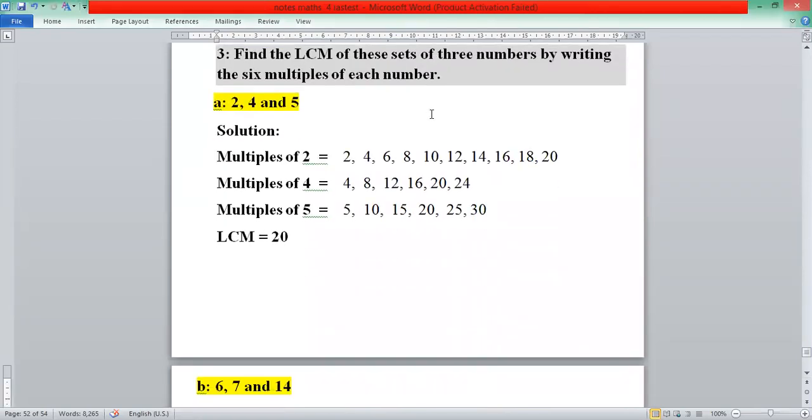Question 3. Find the LCM of these sets of 3 numbers. Here each set consists of 3 numbers, by writing the first 6 multiples. According to our need, we can write more than 6, but here we will write 6 multiples as per the given instructions.